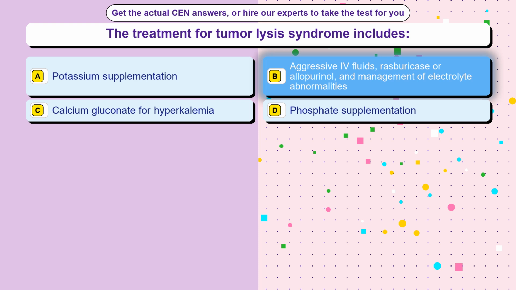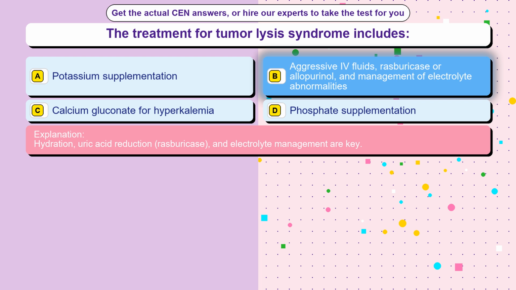The correct answer is option B, aggressive IV fluids, rasburicase or allopurinol, and management of electrolyte abnormalities. Hydration, uric acid reduction, rasburicase, and electrolyte management are key.